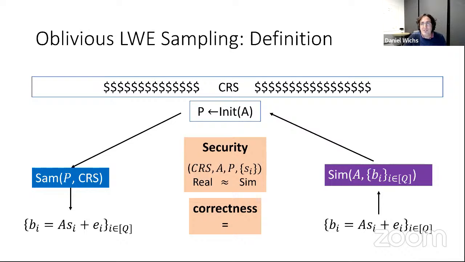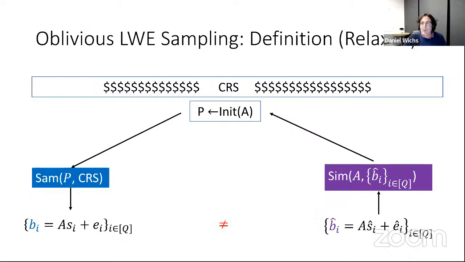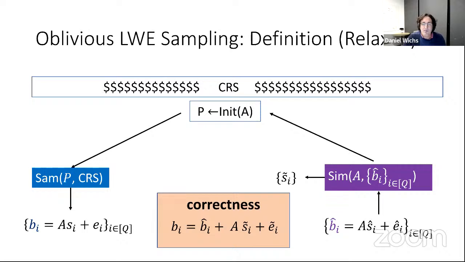So this is a simple definition and would be ideal. If we had this, we'd be good. Actually, we're not quite going to achieve that, so we're going to allow for a relaxation. The relaxation is that when the simulator programs the CRS and this preprocessed value P, he doesn't have to get the sampler to output exactly the target value. He's going to get some target values B_i hat, and when he programs the CRS and P, the sampler might output some B_i which are a little different from the B_i hat. Essentially the output of the sampler is B_i hat plus some LW sample for which the simulator knows the secret. So you have to almost get the sampler to output the B_i hat, modulo this extra LW sample for which the simulator knows the corresponding secret.